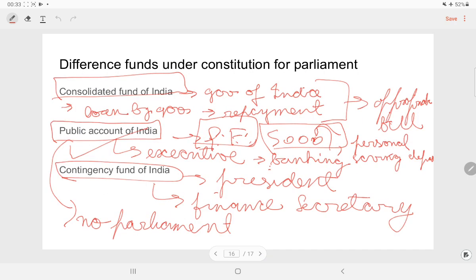After this there are different funds under the constitution of parliament. So the CFI, what is CFI? Consolidated fund. What is public accounts of India? What is contingency fund? I have discussed that. So this is the complete polity part of the budget, and I hope you liked it, and I hope that you got it.